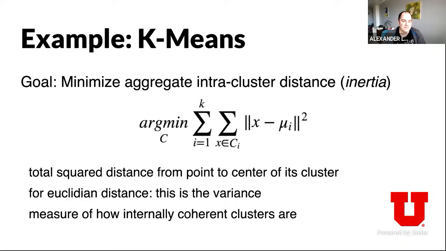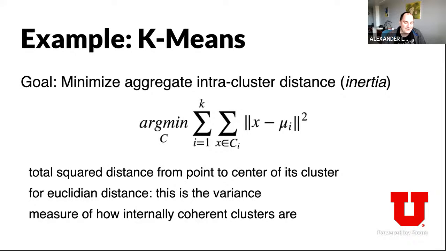So k-means is probably the most commonly used clustering algorithm. And the idea of k-means is to minimize the aggregate intra-cluster distance. So you have a global minimum of the squared distance from each point x to its centroid, for all points and for all clusters. That's what you want to achieve.